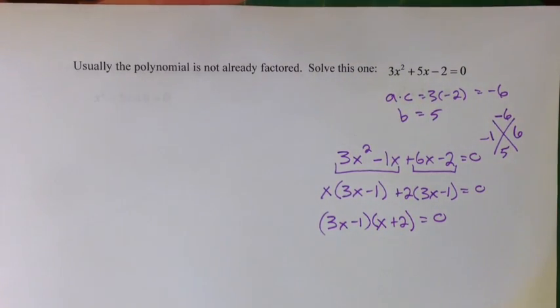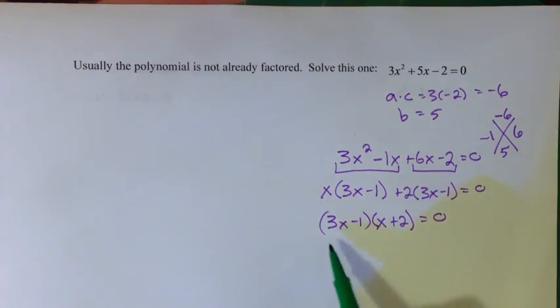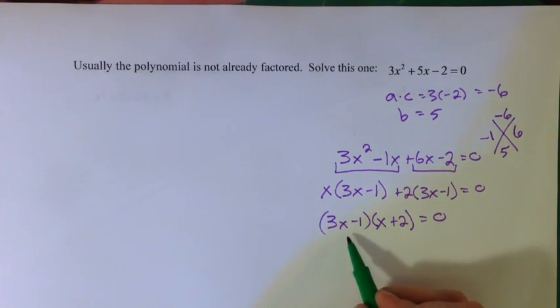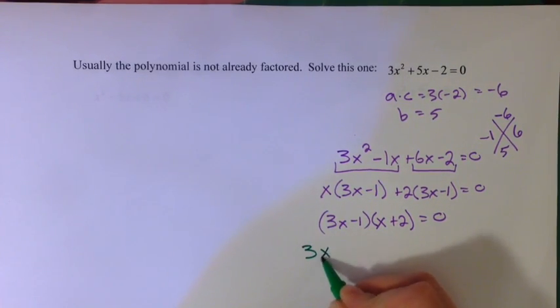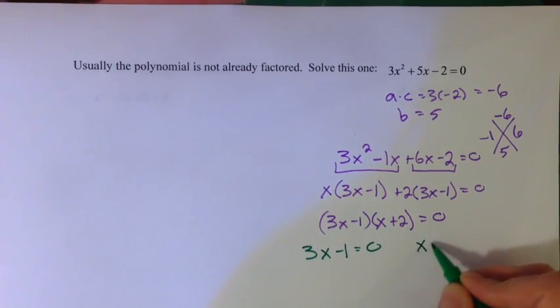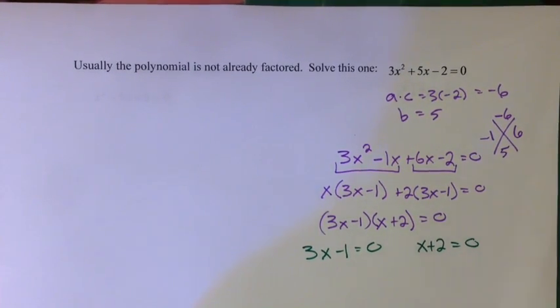Now I've got my factorization. But we're not done yet. Remember, our goal is to solve this equation. So this is the factored form, which is great, but we need to go one step farther now. Take each factor and set it equal to 0. So I'm going to write 3x minus 1 equals 0, or x plus 2 equals 0. Now I have two little equations that I can solve.